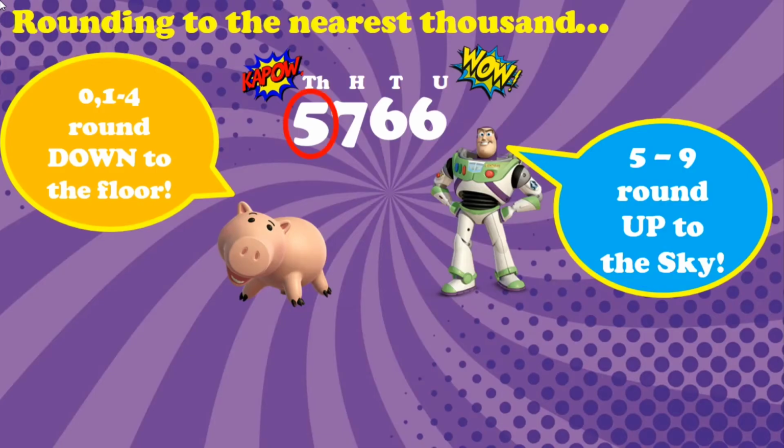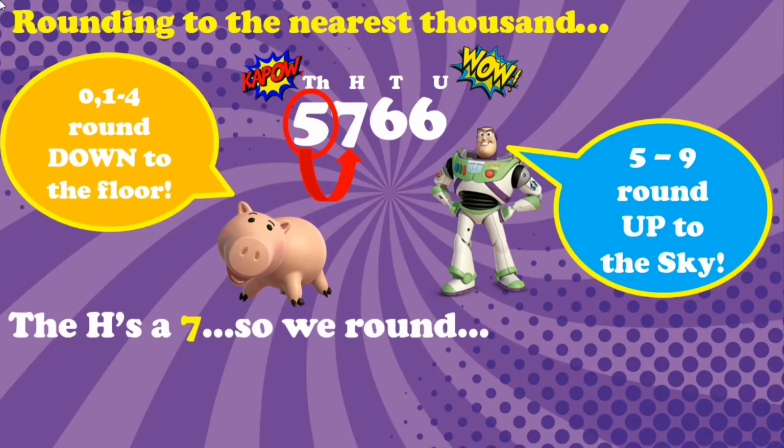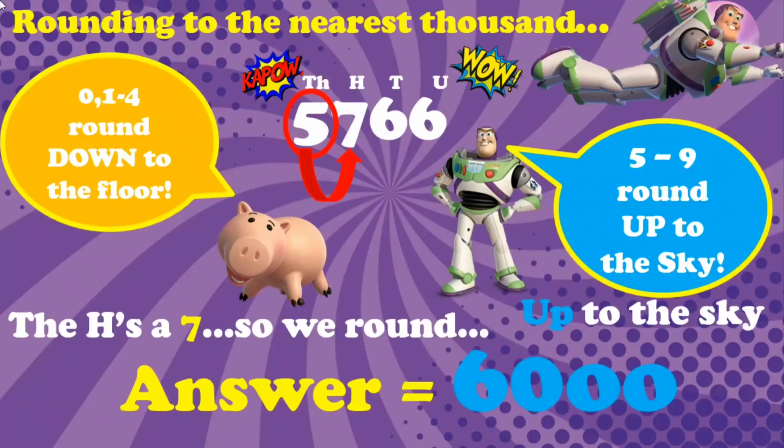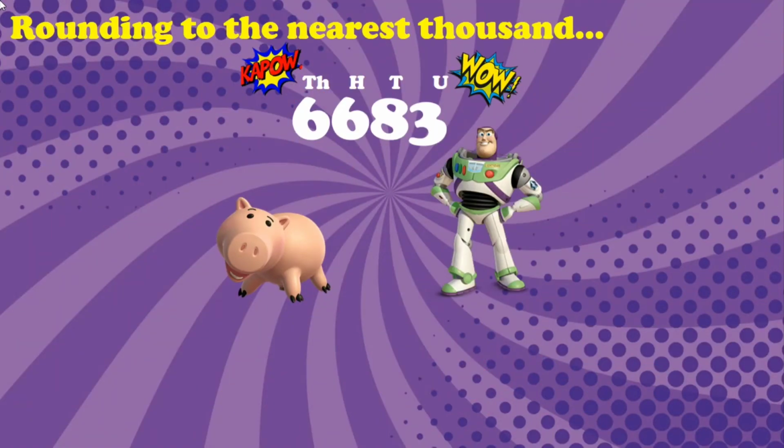Right, here we go. So we should have circled the thousand, but we always look at the number before, which is the 7. So the hundreds has a 7. So do we round down to the floor or up to the sky? You should have said up to the sky. So the next thousand after 5,000 is 6,000. Kapow! Here's another one.